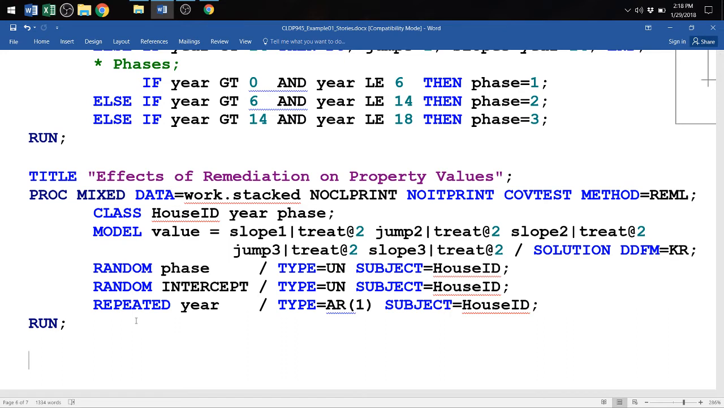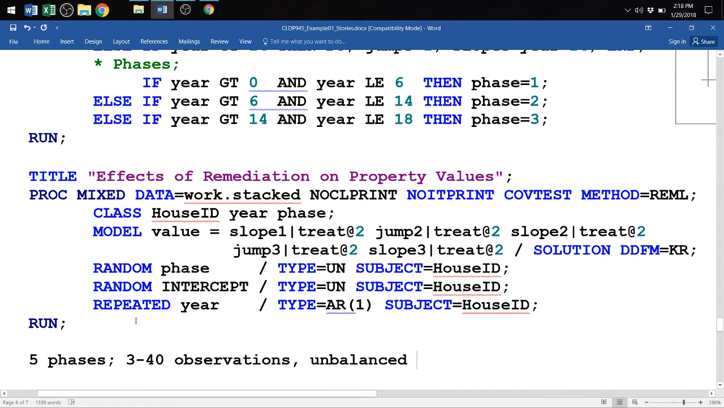So what do we do with that? So I'll write this down here, 5 phases. Somewhere between like 3 and 40 observations within a phase, which is all unbalanced because these are real kids in a real school and they got to be assessed whenever they could, right? What do I do with this? Nobody knows.